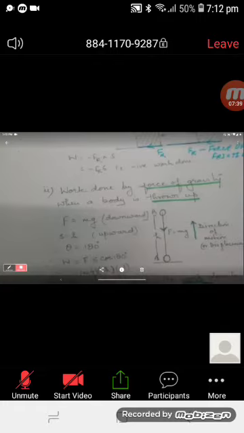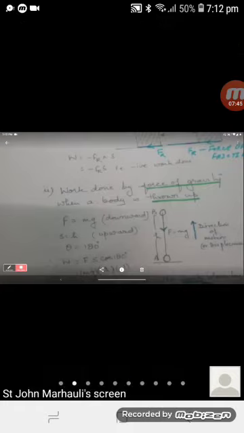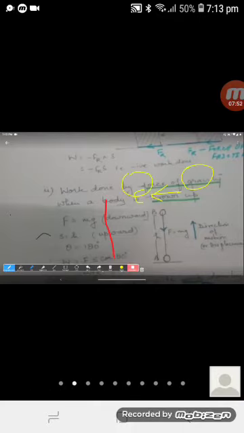The other case is the force of gravity. If you have a body of mass m and it has been thrown up, the force of gravity will be acting downward.